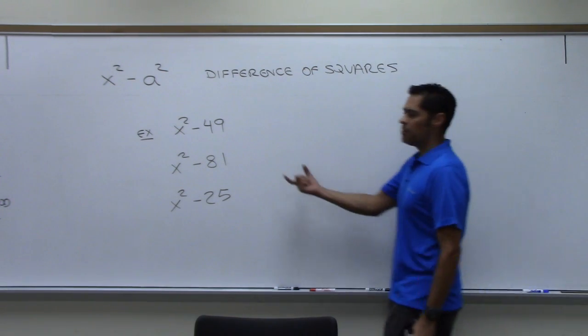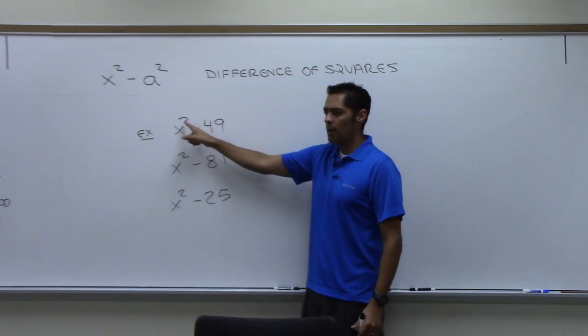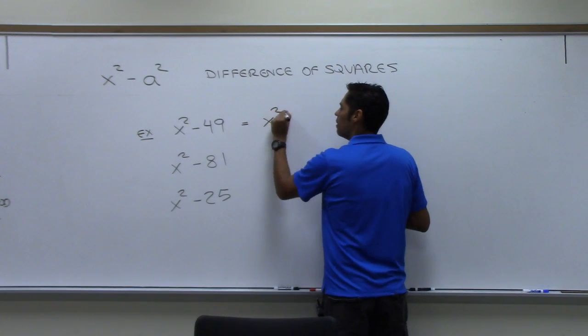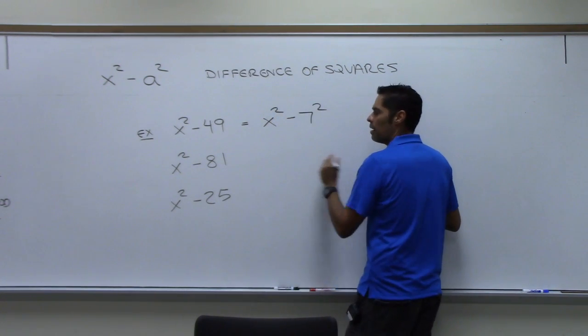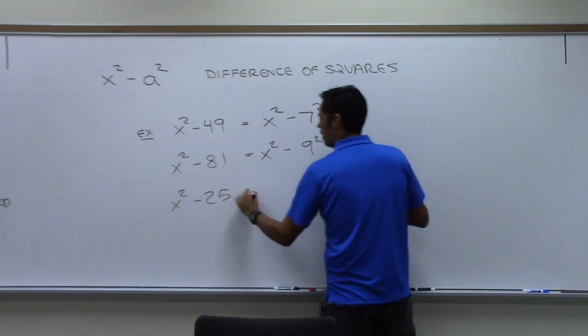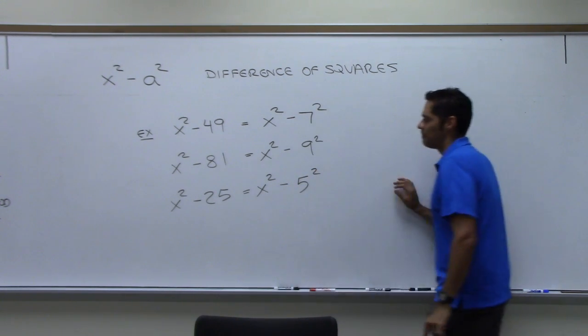You have two terms in each of these. This is a number squared, and this is a number squared also. It's not as obvious because it's not written as squared, but it's 7 squared. This one is 9 squared, and this one is 5 squared.